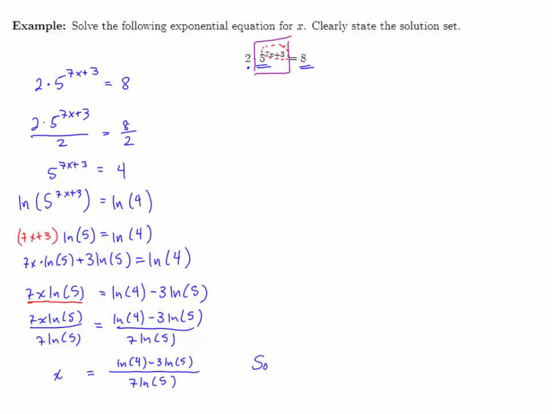As our last step, we'll state our solution set. And we'll just keep this in exact form. So we'll just put that exact solution in there. And so our solution set contains, again, that natural log of 4 minus 3 times the natural log of 5, all divided by 7 times the natural log of 5.